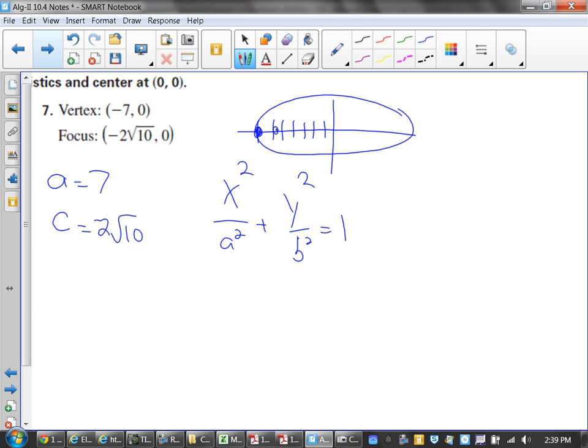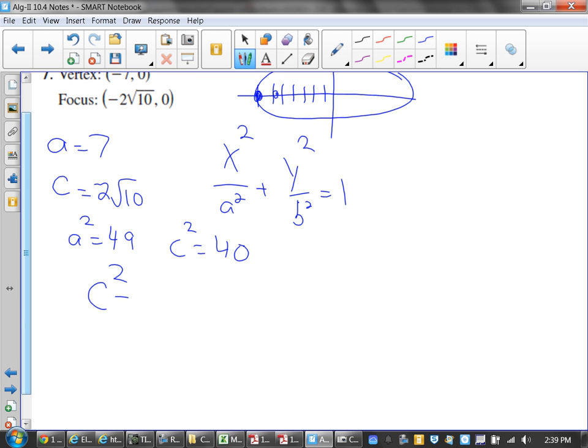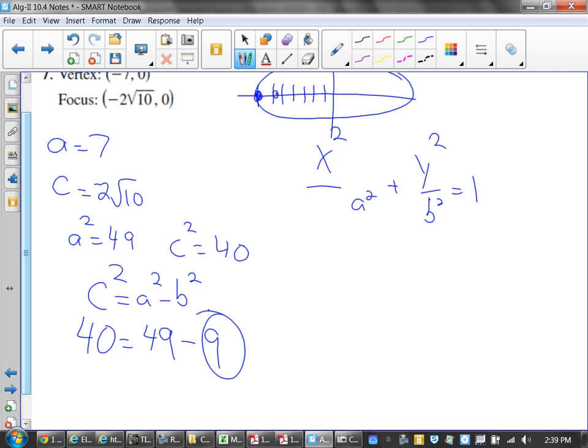Exactly. So here I know that A squared is 49. What is C squared going to equal? 40. Very good. 2√10 squared? Quantity, put it in parentheses. All right, put it in parentheses. Now, if I use the formula to figure out, C squared is A squared minus B squared. So 40 equals 49 minus what? So what's B squared equal to? What is it equal to? 9. It's not equal to 3, it's equal to 9. I don't have to do anything else but write the equation.